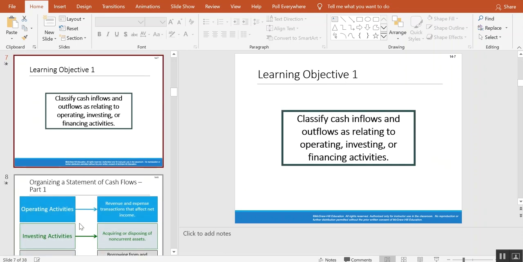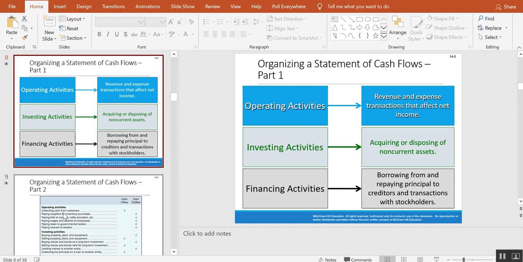So the first thing we want to do here in chapter 14 is classify all cash inflows and outflows related to one of three major categories. The first one is operating, the second one is investing, and the third one is financing. Now, these categories don't break down in ways that you might expect them to, and we'll explain that as we go. So, first of all, we're going to have three segments in the statement of cash flow.